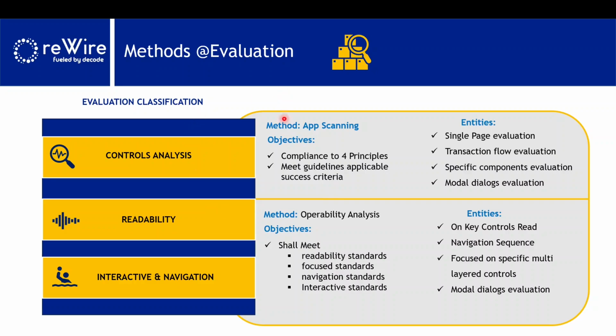Then, in app scanning, what complies to the four principles? Your scanner will identify the compliance issues specific to the four principles. Then success criteria: you have single A, double A, and triple A. Single A means must, double A means should, and triple A is advisory. Those success criteria you should meet.